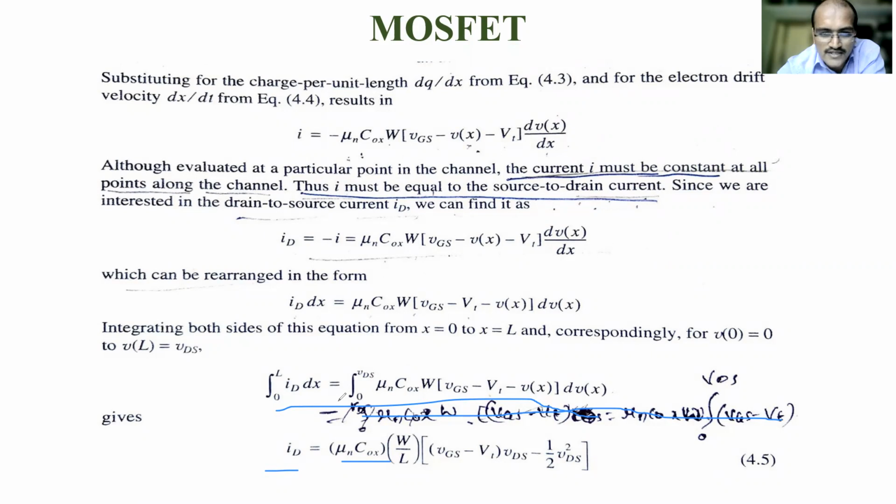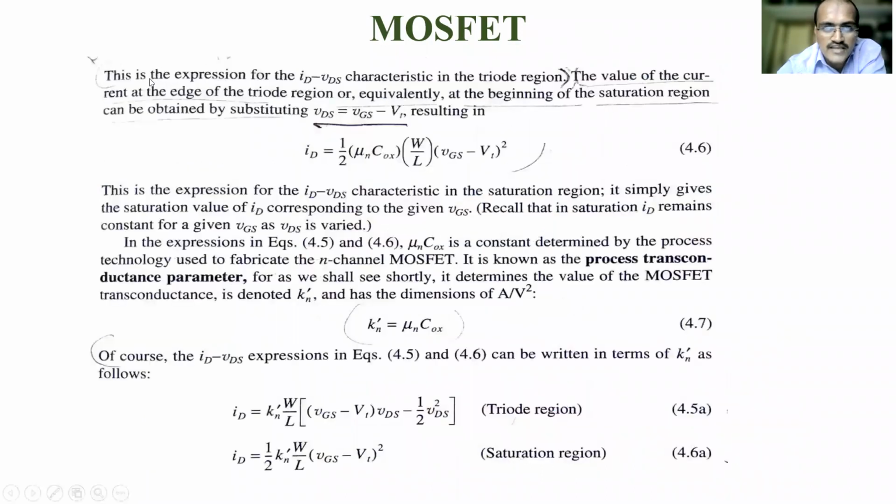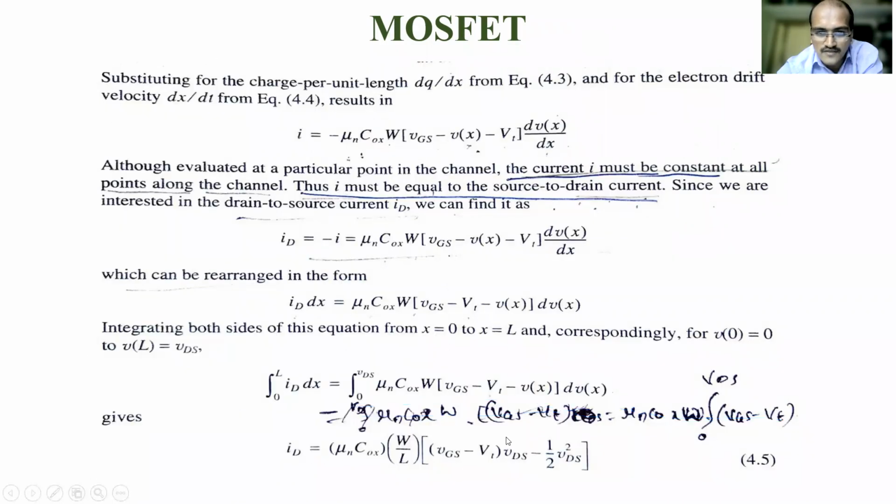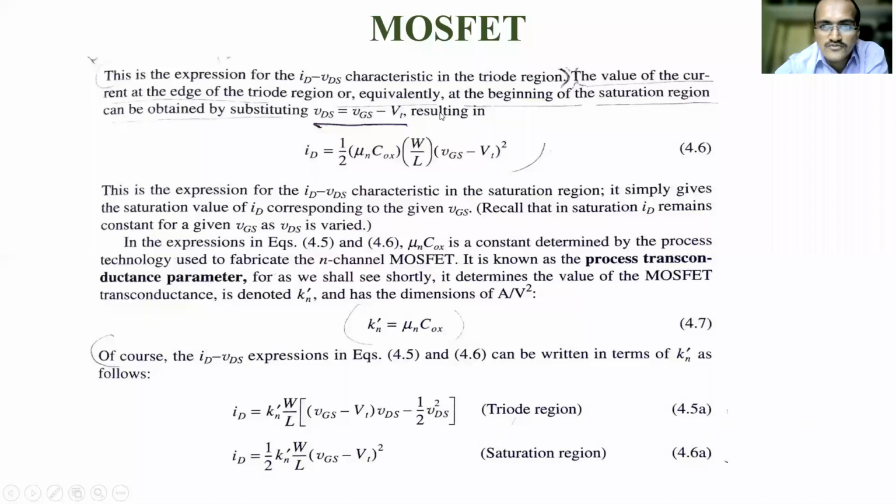So I will not go through the derivation. It is not a concern, only how the equation came. That's why I'm not stressing much. So finally, the expression. When we apply VDS equal to VGS minus VT, this VGS minus VT is nothing but VDS saturation, right? So if we apply that, it is (VGS − VT) square, we can write, substitute that.